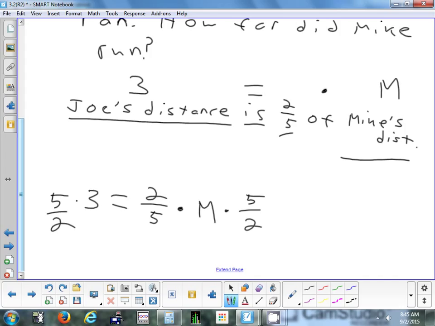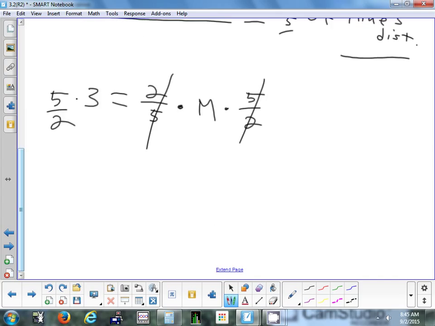When you multiply 2/5 by 5/2, those cancel each other out. And how about, Davin, what do we have left on the right-hand side? Is there anything left on the right? Is there anything on the right-hand side that's still there? Yeah, just the M. Okay. And now this other side. Sam, what do I do here?